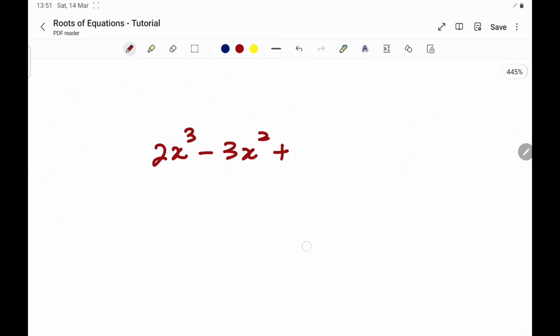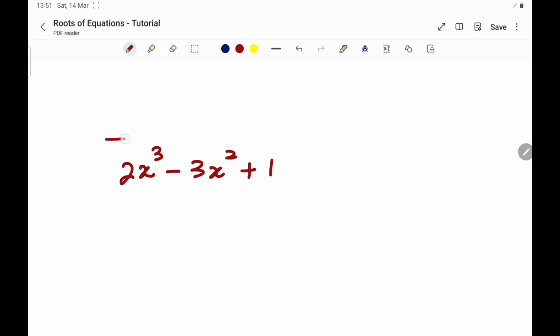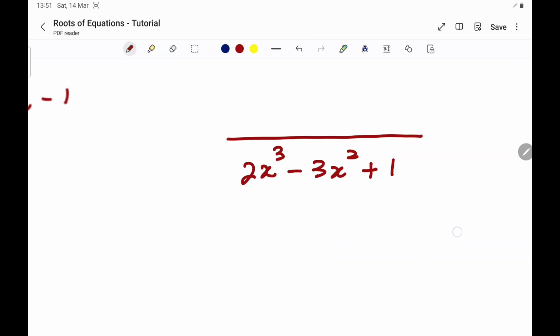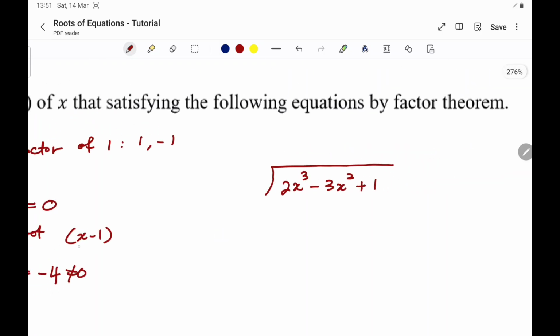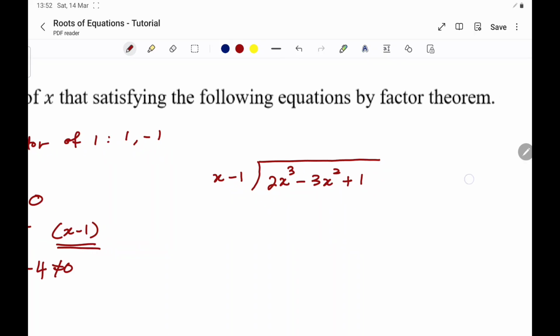Okay, plus 1, correct. Plus 1, you divide with one of the roots that we have here, which is x minus 1. So you put x minus 1 next to this. So now we will solve this.